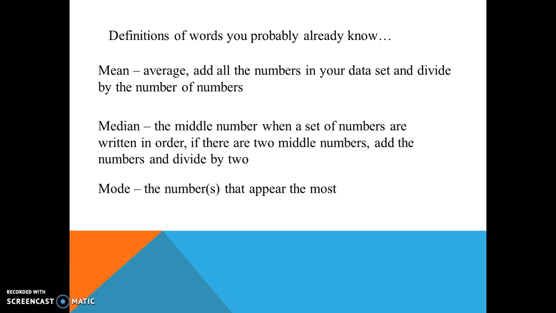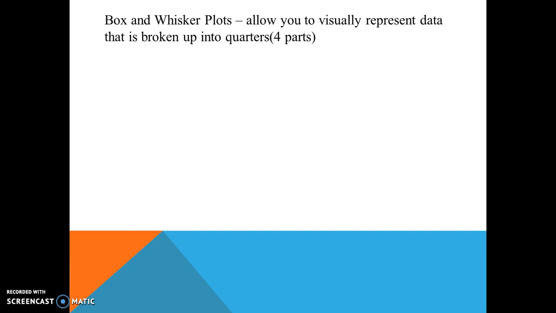The next one is mode. Mode are the number or numbers that appear the most. So it is not necessarily the number that appears more than once, but the one that appears the most. And range. Range is the highest number minus the lowest number. Now we're going to move on to box and whisker because all those previous ones you should know.